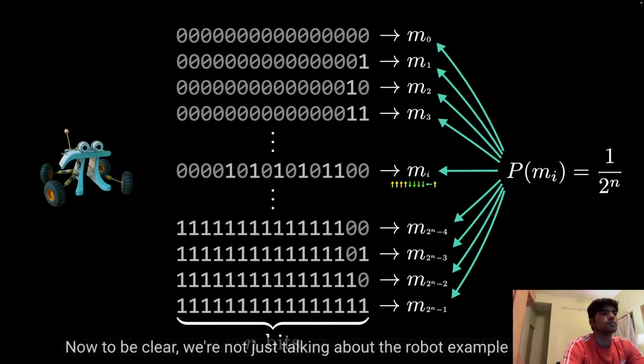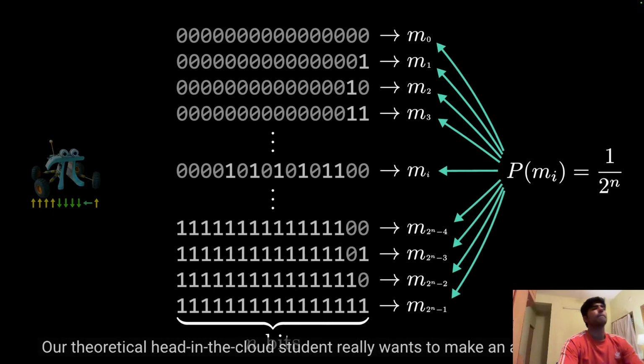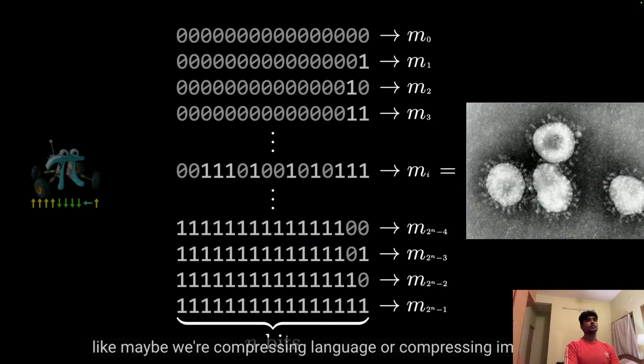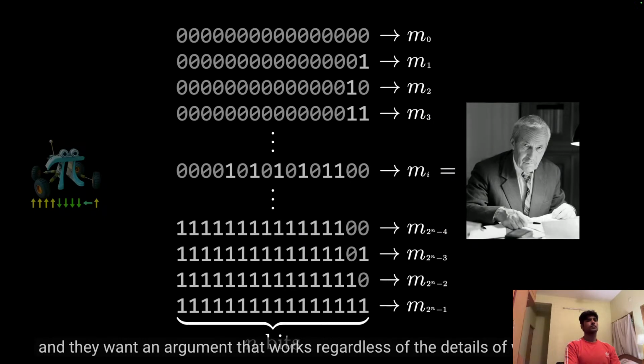Now, to be clear, we're not just talking about the robot example anymore. Our theoretical head in the cloud student really wants to make an argument for what perfect compression looks like for any data type. Like maybe we're compressing language or compressing images, and they want an argument that works regardless of the details of what specific compression algorithm you're using.